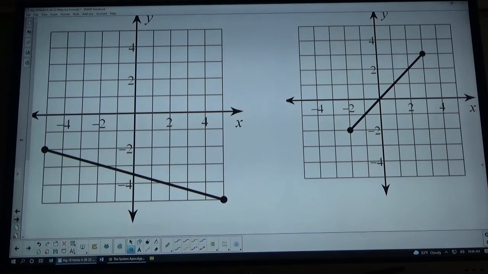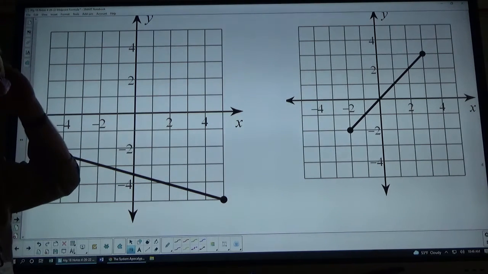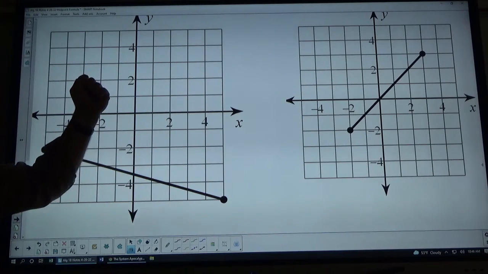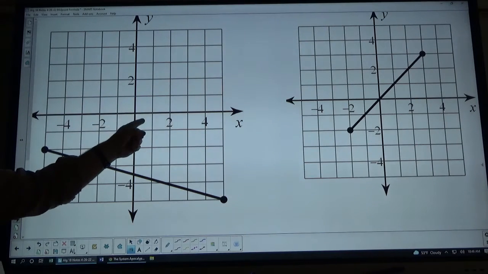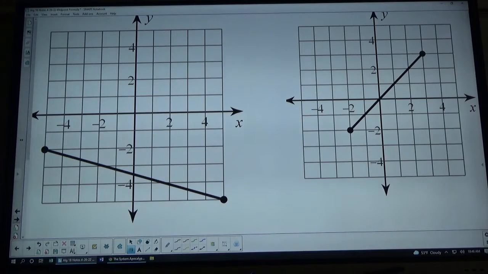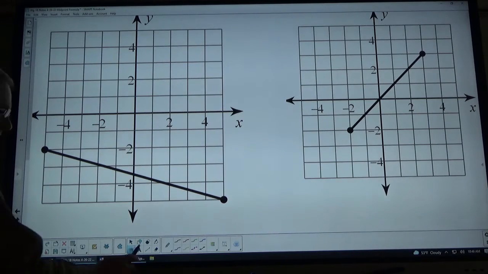Now these two, not so easy to do visually, because the answer is not at a nice, neat intersection or coordinate. What am I trying to say? Integer coordinates. It's not always at integer coordinates.